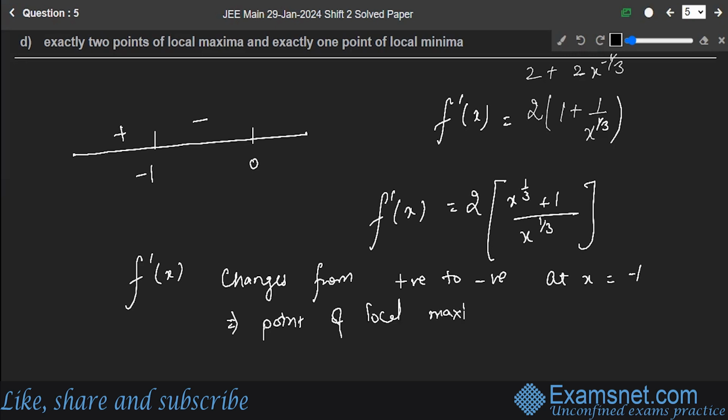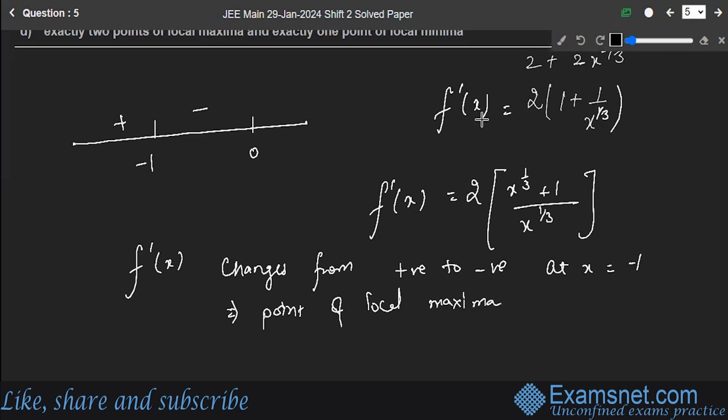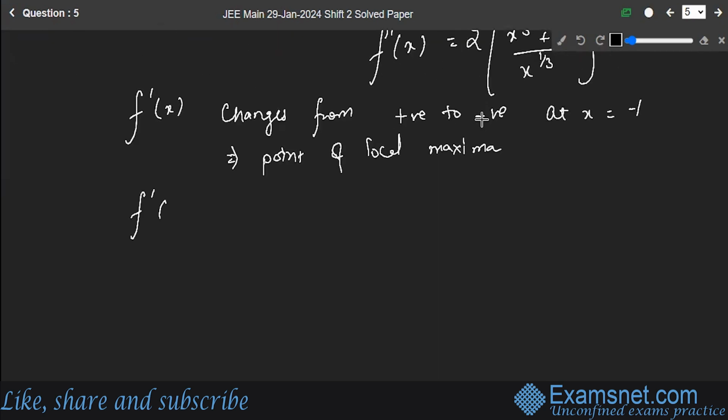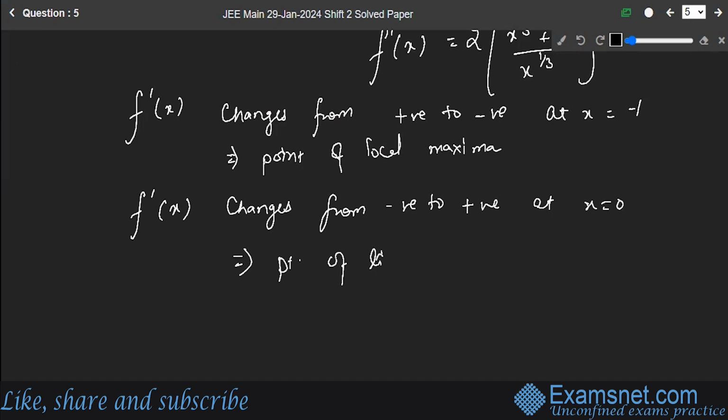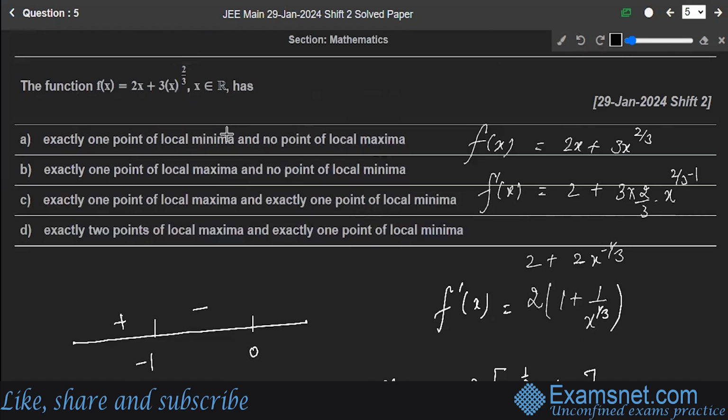So this is your local minima. I'm sorry, maxima. And you also have this changes from negative to positive at x is equal to 0. So this is your point of local minima. So that means exactly 1 point of local minima and 1 point of local maxima.